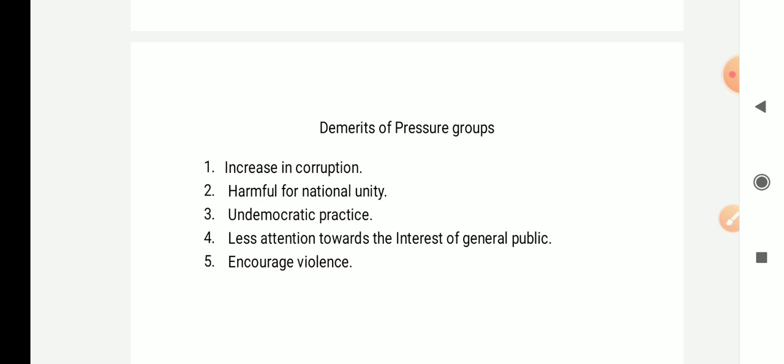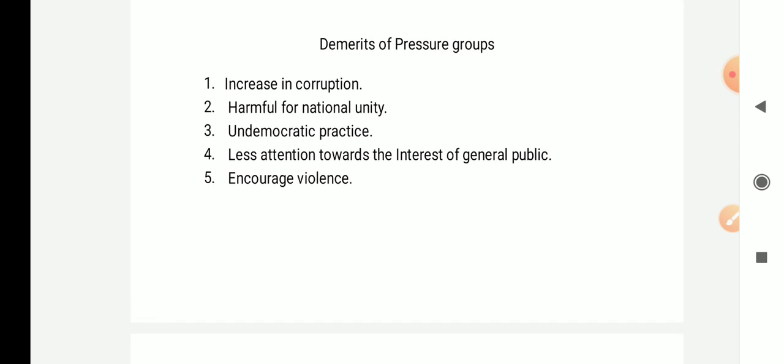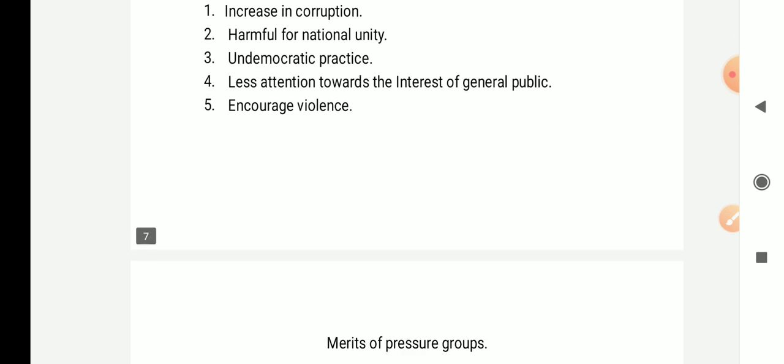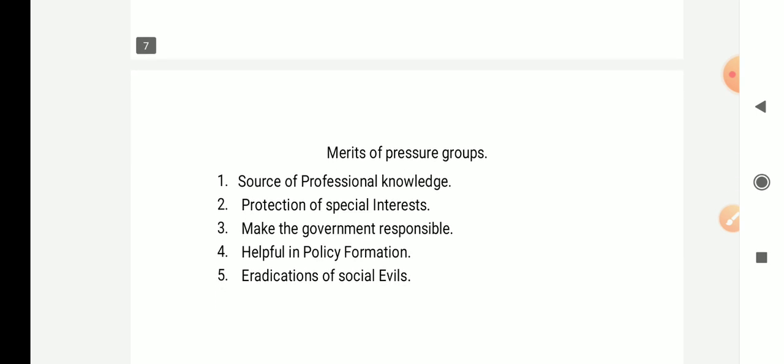Less attention towards the interests of the general public. They are least bothered about the interests of the general public. They are bothered about their own interests only. Encourage violence. These pressure groups encourage violence by resorting to violent methods, harming public properties, strikes, dharnas, and sometimes they set fire to public properties also, and that has caused so many problems in the society and loss to the society, material as well as loss of life also.